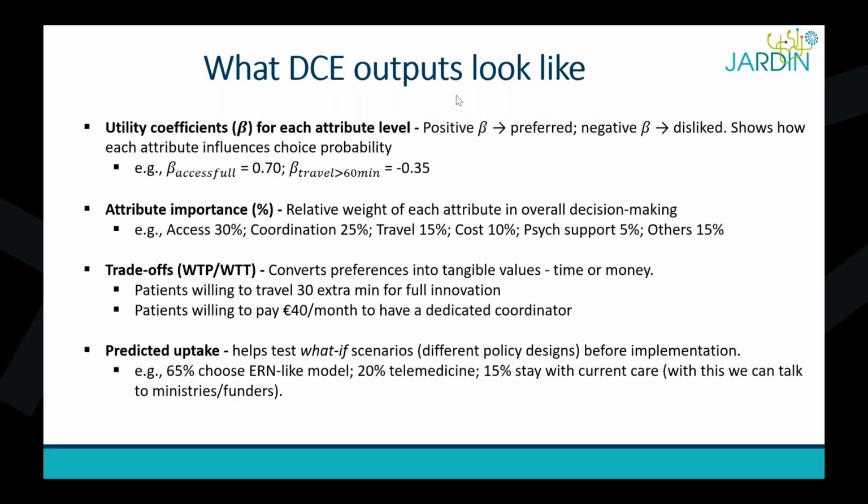And another metric that we can get from this type of exercise is what is called relative attribute importance. What is the relative weight of each attribute? What is the relative weight of the different organizational models in overall decision making?